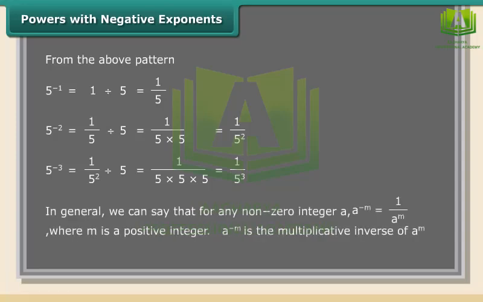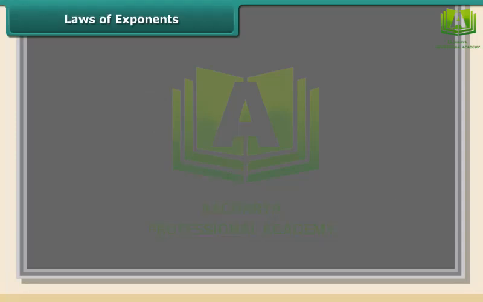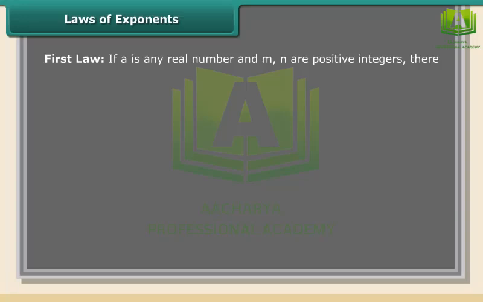In general, we can say that this holds for any non-zero integer. Laws of exponents. First law: if a is any real number and m, n are positive integers, then a^m × a^n = a^(m+n). For example, 5^4 × 5^2 = 5^(4+2) = 5^6.